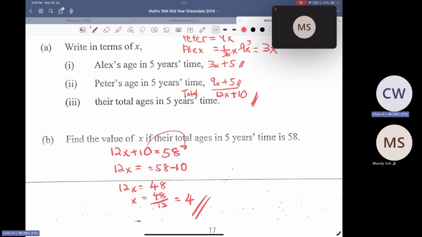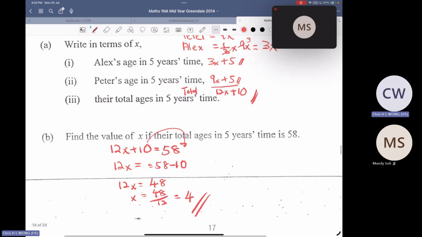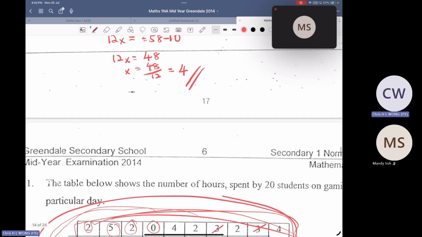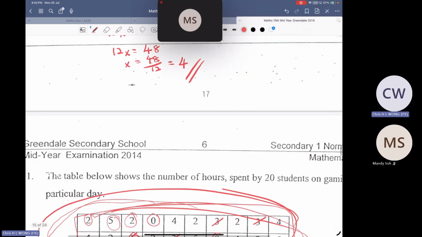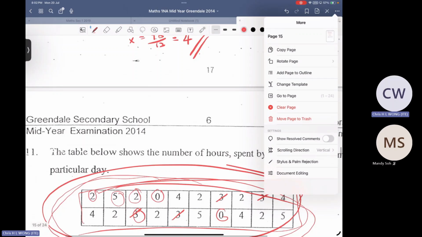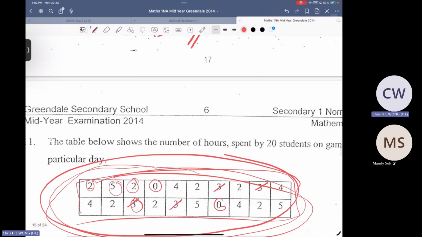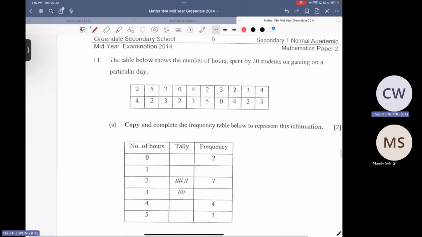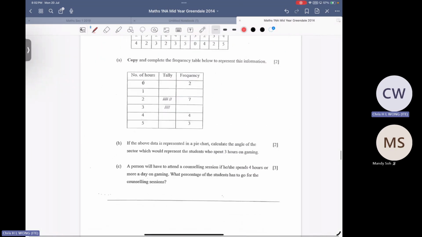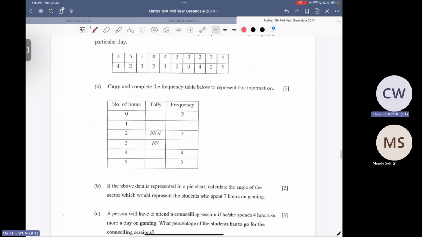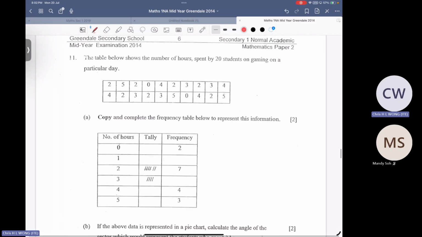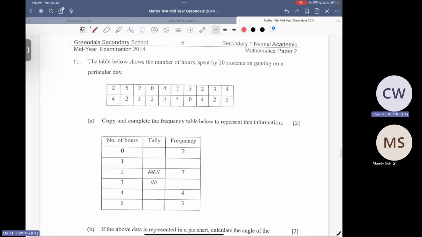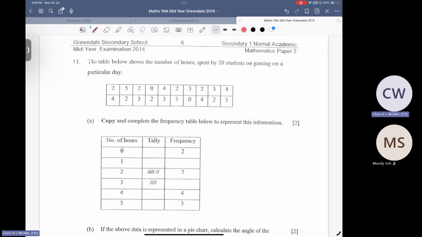Okay, next one. Let's clear this paper. Okay, this is another statistics question. Very easy, right?